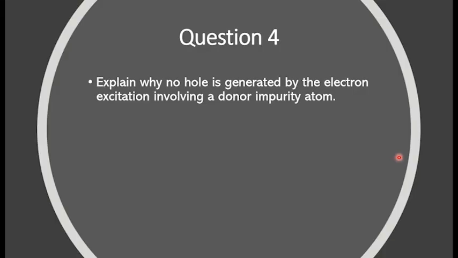Okay, I believe this is the last question for electrical properties. This question asks you to explain why there is no hole generated by the electron excitation involving a donor impurity atom. So just now we said that donor impurity atom is an n-type semiconductor because we have an excess of free electron.